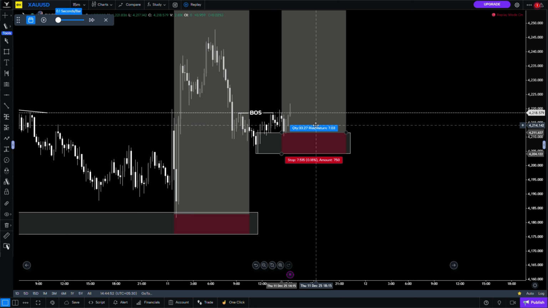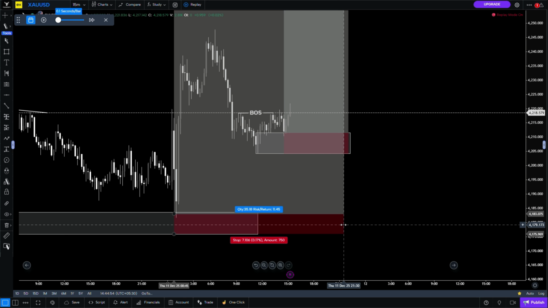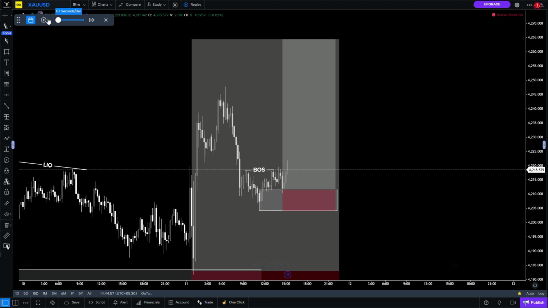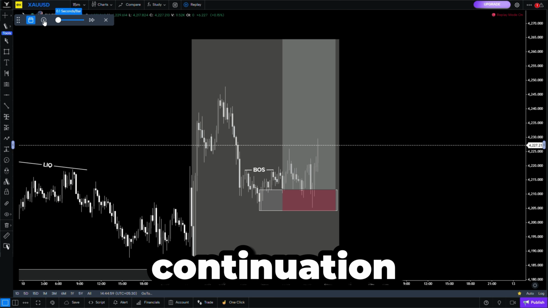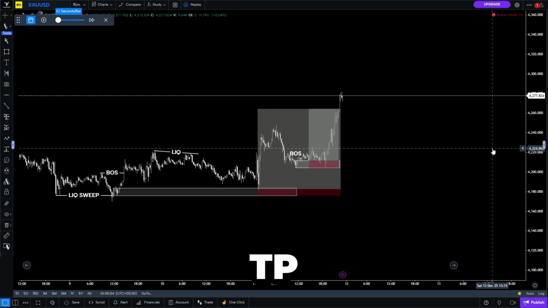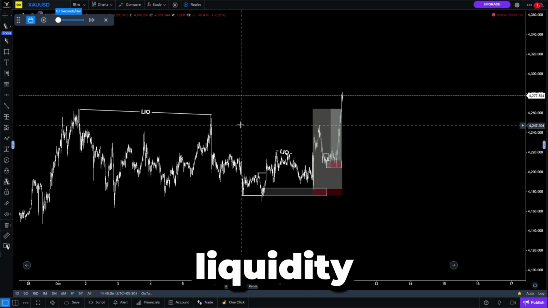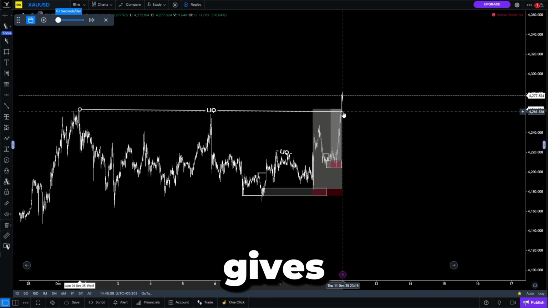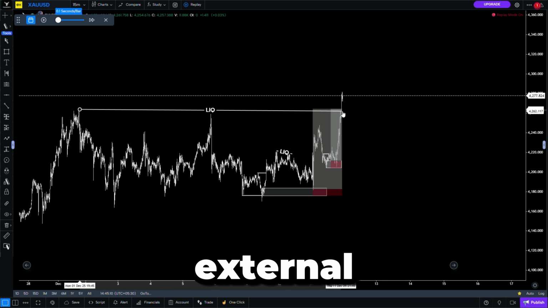Price taps and continues. The TP hits all the liquidity sweeps and gives the external breakout structure.